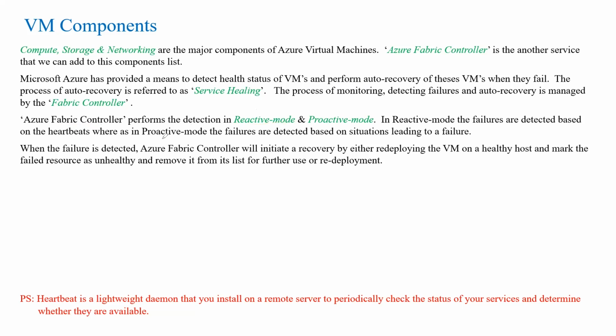In proactive mode, the failures are detected based on situations leading to a failure. What does that mean? Let us say a hard disk has almost reached its end of life and is not giving full storage capacity. Or take the battery backup in our laptop. We have noticed that the company says it will provide 6 hours of battery backup, but over a period of time, within 2 to 3 months or 6 months down the line, we are getting only 4 hours of backup. Further down the line, it comes to 1 hour or half an hour.